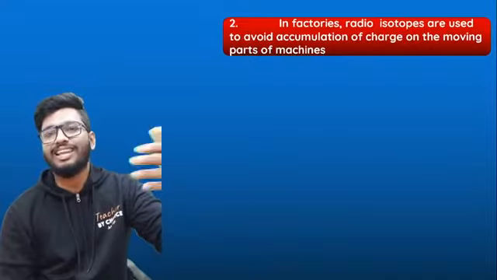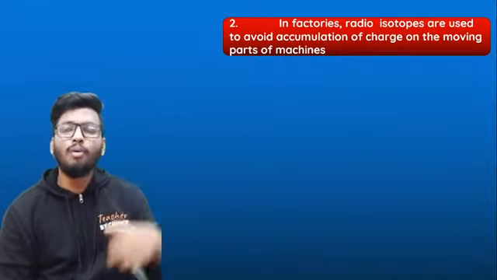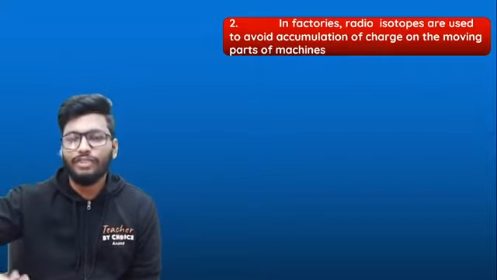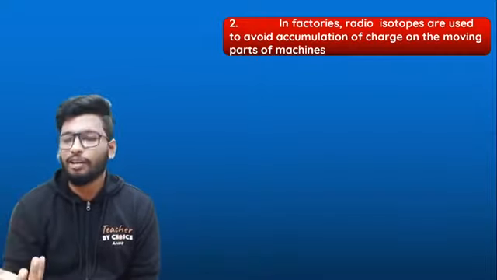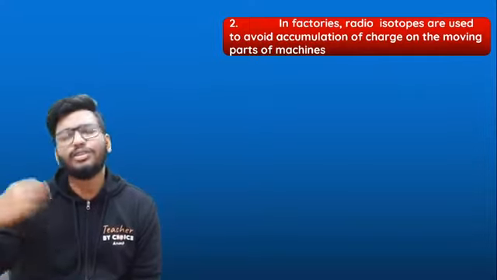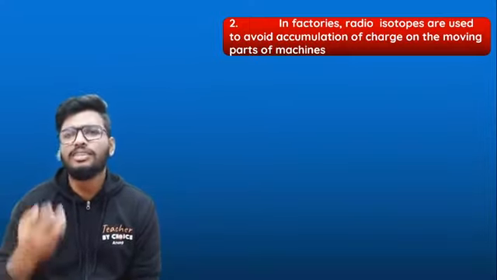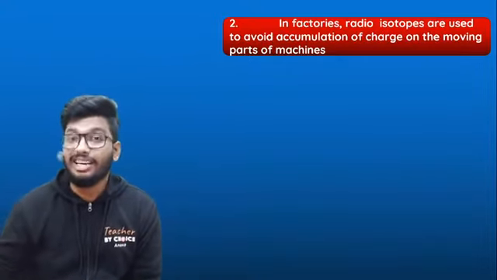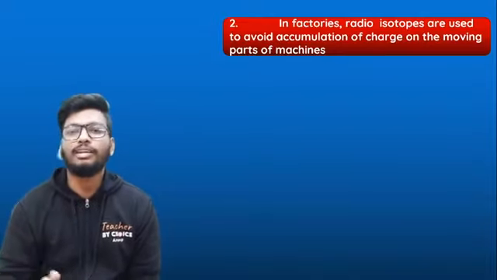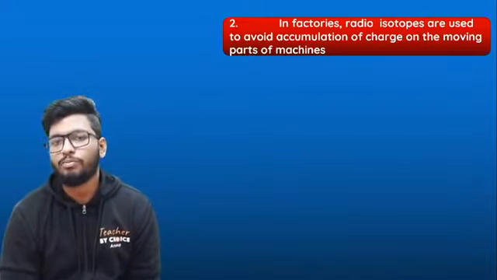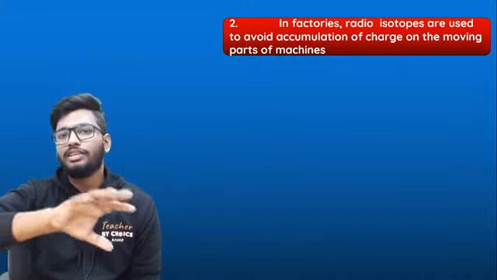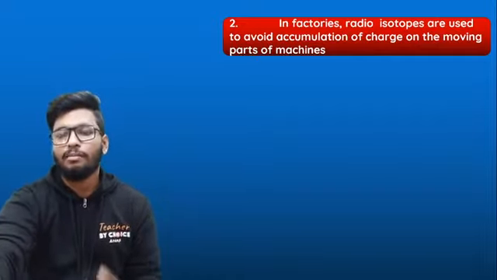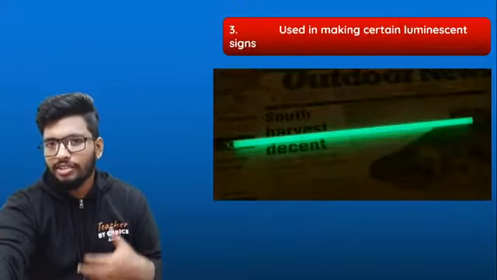Moving on, it is also used in certain factories to avoid the accumulation of charge. When there are a lot of moving parts, because of the friction, some charge gets accumulated. You know about static electricity and all that, right? When there's a lot of charge getting accumulated, this could lead to failure later on. So in order to avoid that, they use these radioactive isotopes to remove the accumulation of charge present on the surface, in order to make it clean, so that there will be no friction in these moving parts as well.